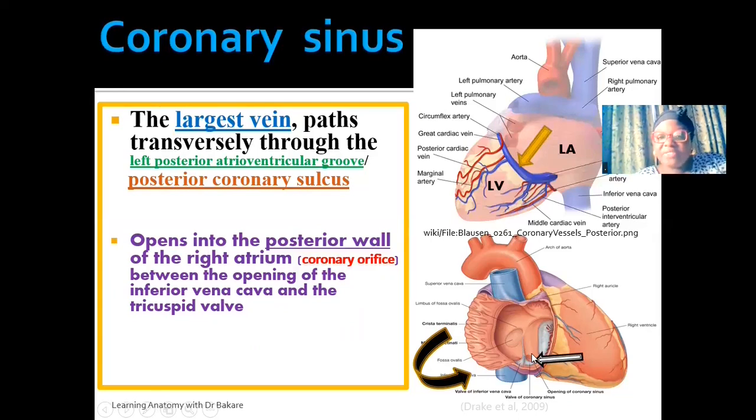This coronary orifice is seen between the tricuspid valve, the valve that separates the right atrium from the right ventricle, and also the opening of the inferior vena cava, which is arrowed here. So you see the coronary orifice in between the tricuspid valve and the opening of the inferior vena cava. This is the opening of the coronary sinus, which finally will deliver the deoxygenated blood into the right atrium. And from the right atrium, it will be taken down into the right ventricle.